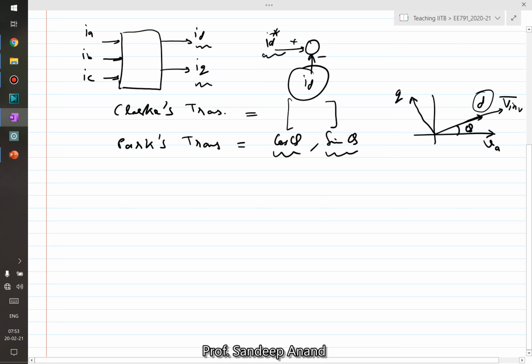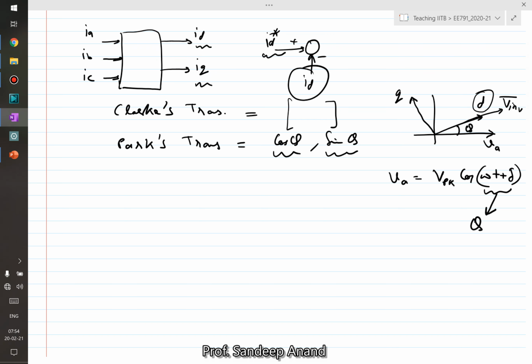Now, why do we want to do that? We want to do that so that the ID component only represents the real power and the IQ component represents the reactive power, right? So this theta, if you see, is essentially, if your A phase voltage is V peak cos of omega t plus delta, right? Then you would like your theta to be equal to this value, so that you can lock onto the net inverter vector. So far so good. Now the question comes: how do we achieve it, right? How do we get the information of either theta or cos theta or sin theta?